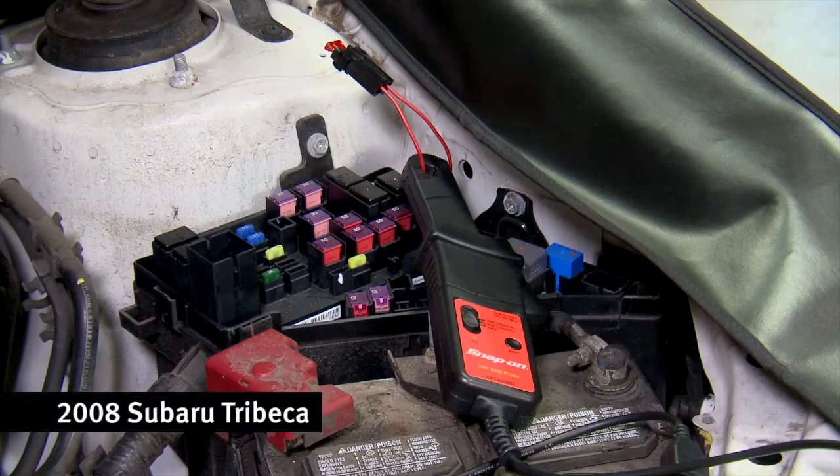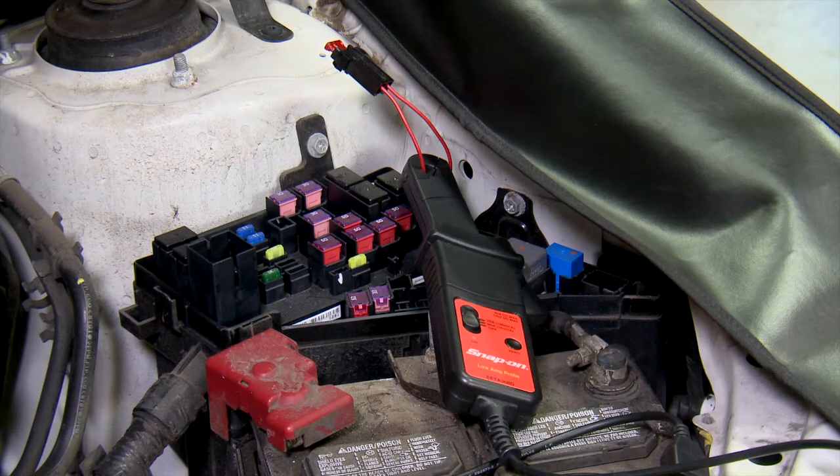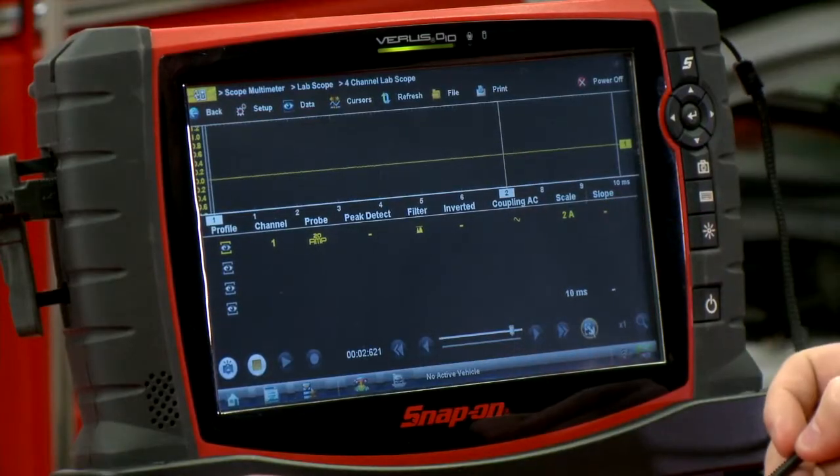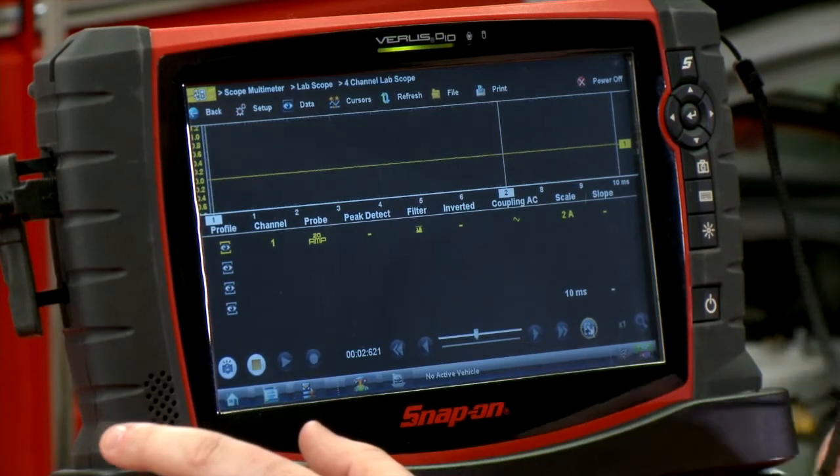All right, so I already have a low amps probe hooked up in the circuit. I pulled out one of the fuses, put a jumper wire in there, and put the amps probe around that. Really, you can tap in anywhere on the circuit to do this test, as long as the amp probe's around one wire. I've got it set up on a 2 amp scale, 10 millisecond window. Let's go crank it over and see what we get for a pattern.